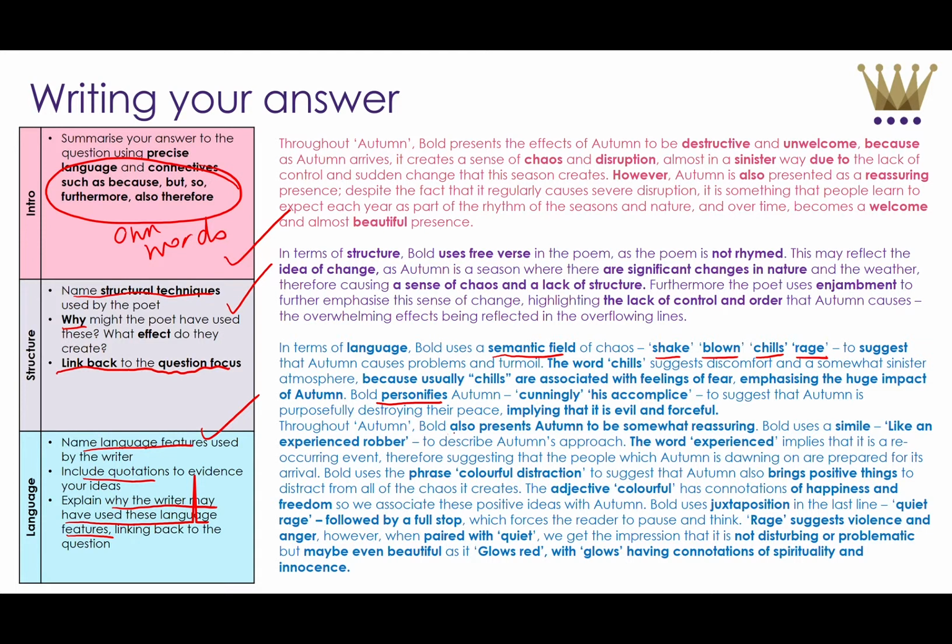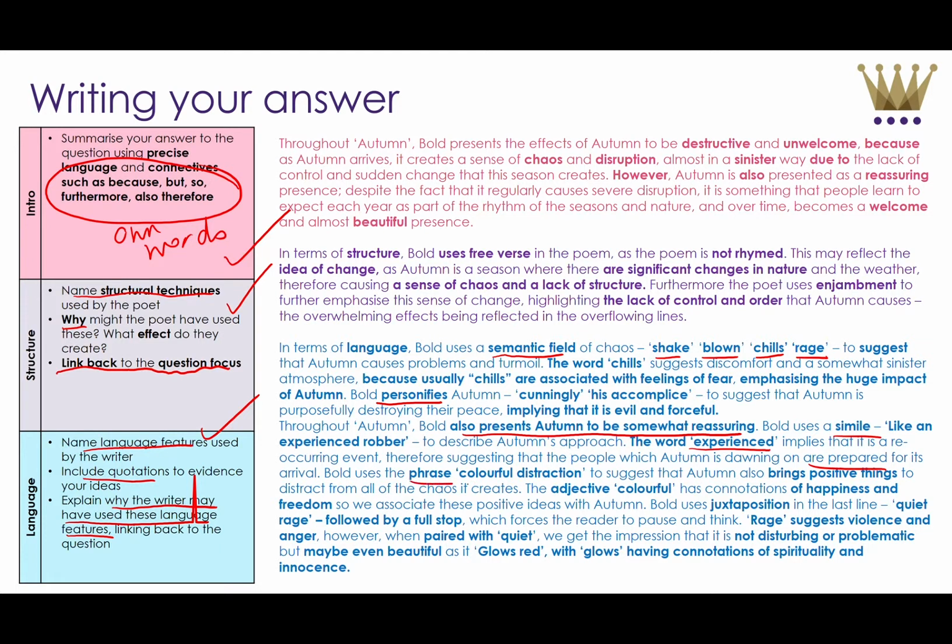Throughout autumn, Bold also presents autumn to be somewhat reassuring. Bold uses a simile, like an experienced robber, to describe autumn's approach. The word experienced implies that it is a recurring event, therefore suggesting that the people which autumn is dawning on are prepared for its arrival.